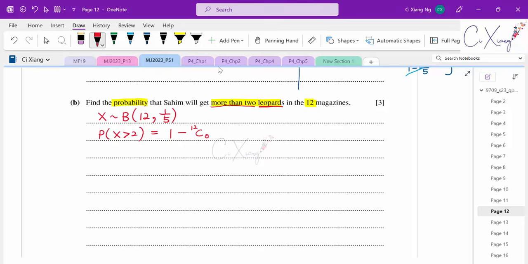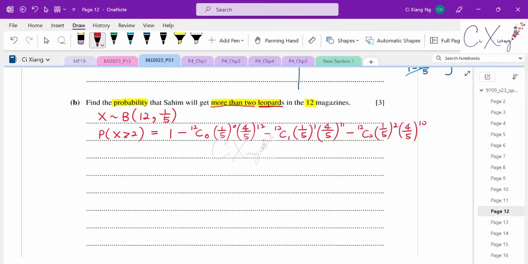12C0, x equals 0. So I'm having 1 over 5 power 0, then 4 over 5 power 12. Okay, then minus the probability of x equals 1. So 12C1, 1 over 5 power 1, then 4 over 5 power 11. Okay, then I also want to minus the case 12C2. So 1 over 5 power 2, then 4 over 5 power 10.